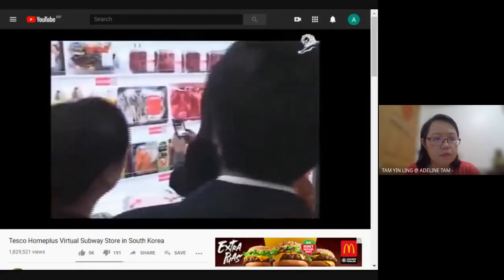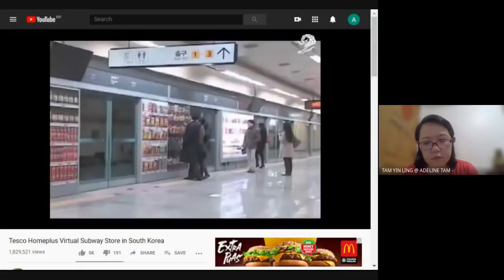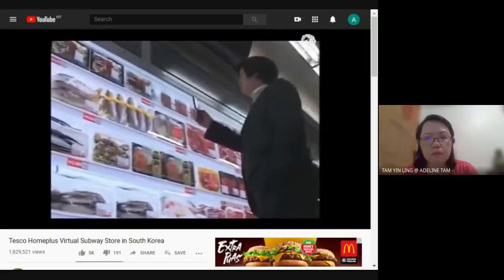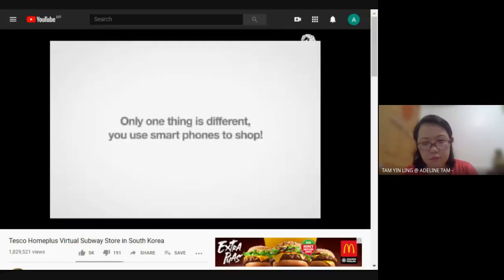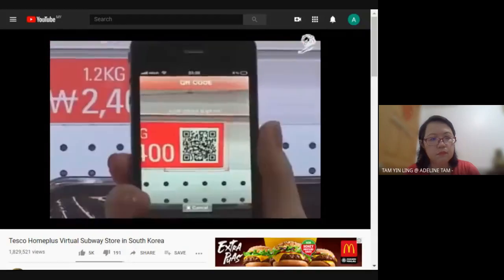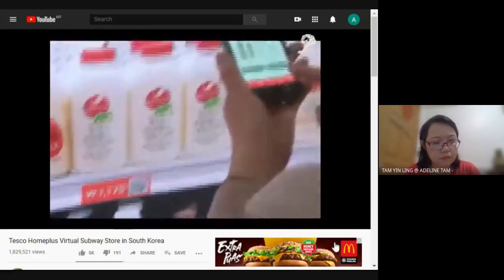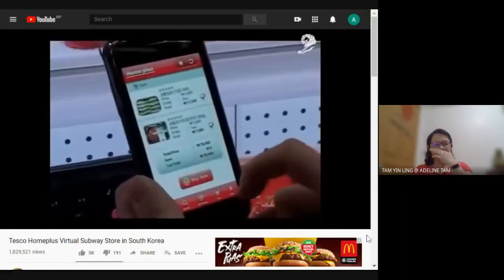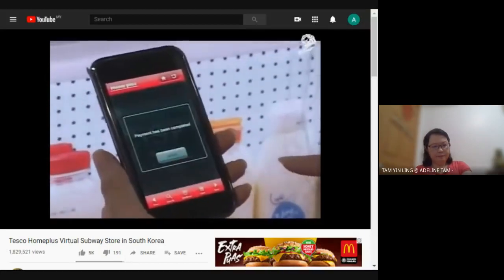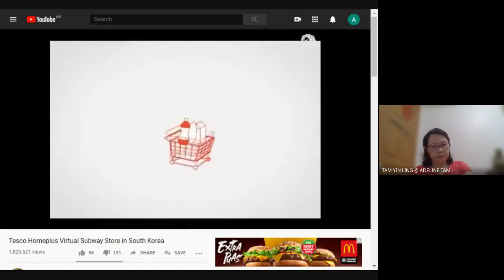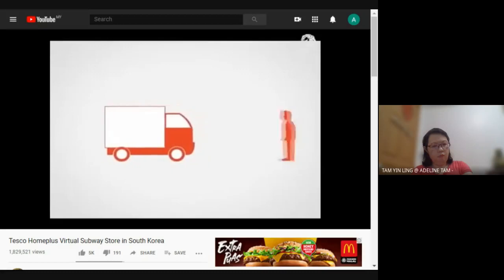Although virtual, the displays were exactly the same as actual stores, from the display to the merchandise. Only one thing was different. You use smartphones to shop. Scan the QR code with your phone and the product automatically lands in your online cart. When the online purchase is done, it will be delivered to your door right after you get home. People can relax more after work and on weekends.